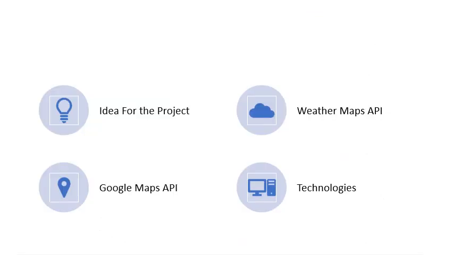It contains four contents: idea for the project, Weather Maps API, Google Maps API, and technologies. Coming to the idea for the project, in our daily life we travel from one place to another place, and we come across difficulties like weather conditions changing from place to place. So we got an idea to build an application which shows weather conditions from place to place, which makes traveling easy and safe.